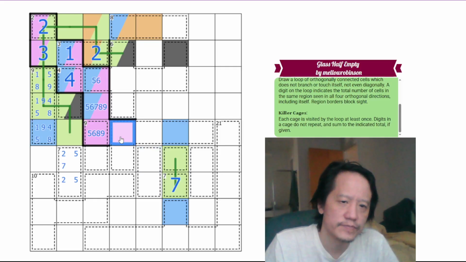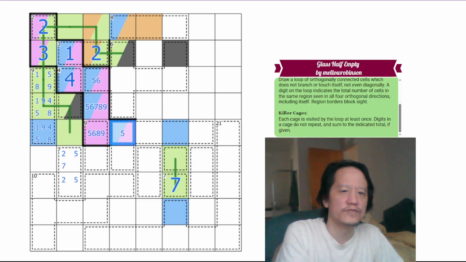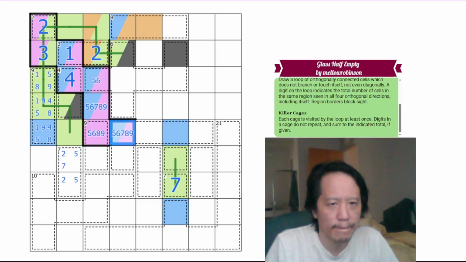This is fine. So it either goes here or here. I'm not sure which. And it cannot be part of the loop because it would be seeing only 3 cells at most. This could still see 5. So these digits are 5 through 9 here. This is a boundary. These are boundaries.